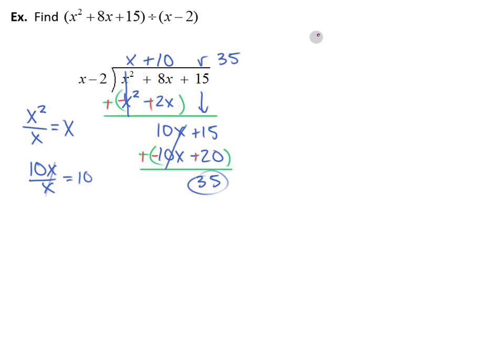So remember, we write our answers in the form quotient plus remainder over divisor. And this time we do have a remainder. So my quotient is the x plus 10.